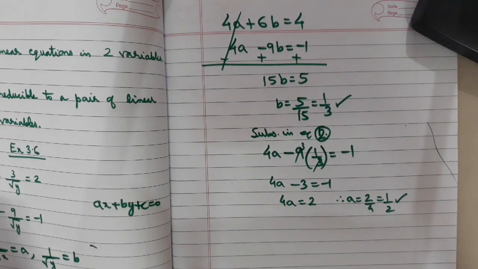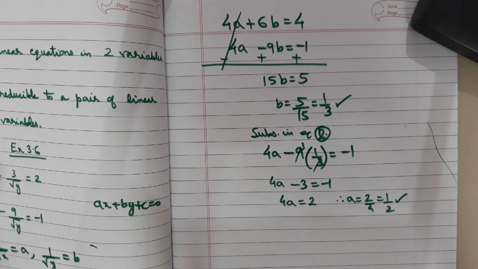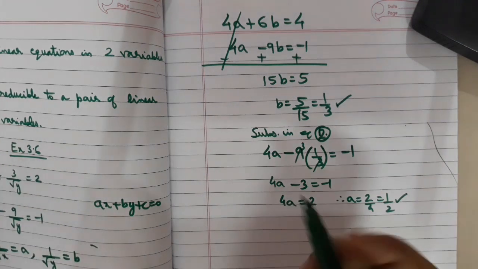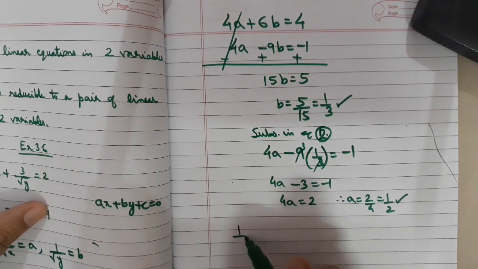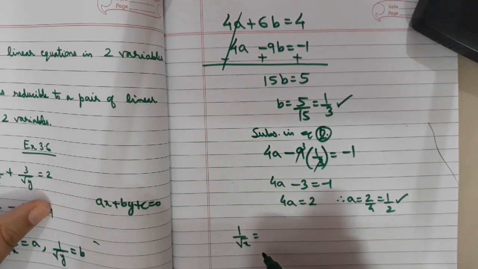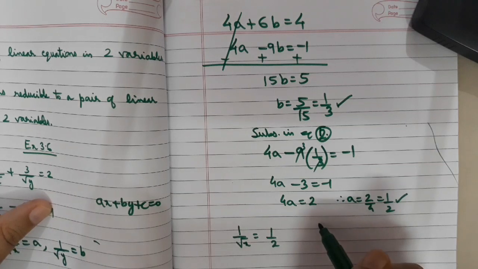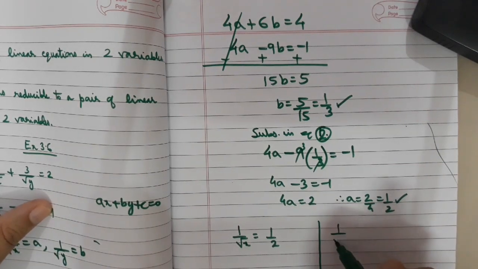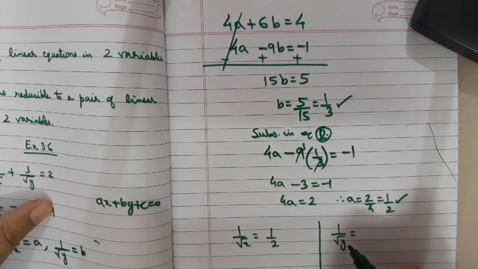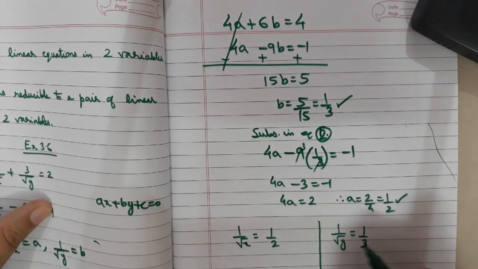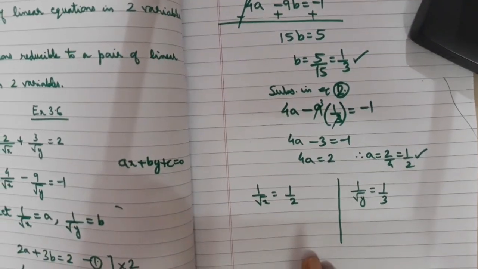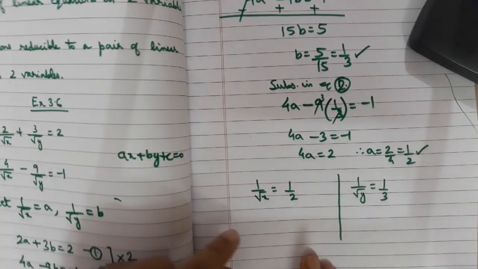But in the question we did not have a and b. We had the equation in terms of x and y. So the answer also should be in terms of x and y. We should get the values of x and y. So over here 1 by root x is equal to a, and what is a? 1 by 2. And 1 by root y is equal to b, and what is b? 1 by 3. So from here we will find the values of x and y.